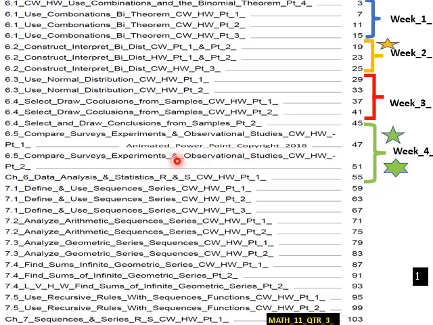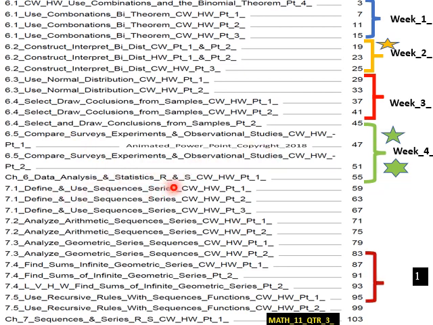In week 4, we finish up chapter 6. Here we compare surveys, experiments, and observational studies. A lot of qualitative thinking here as well as quantitative thinking in week 4.